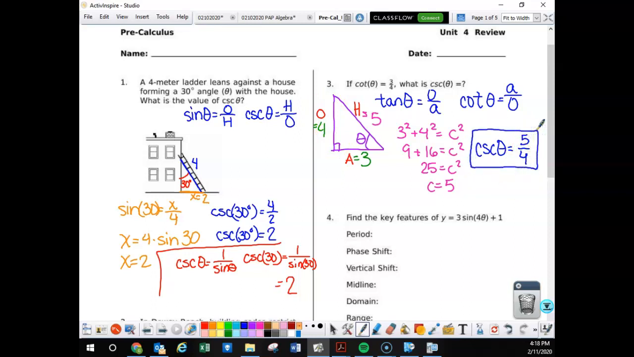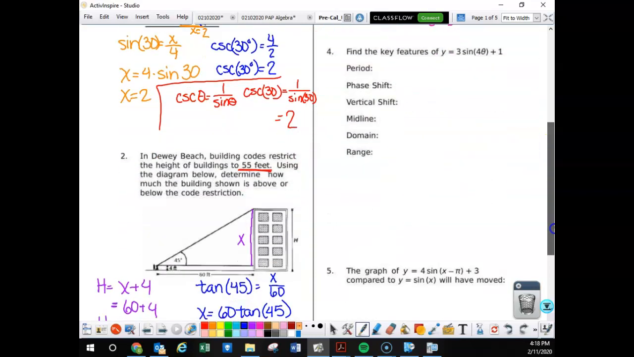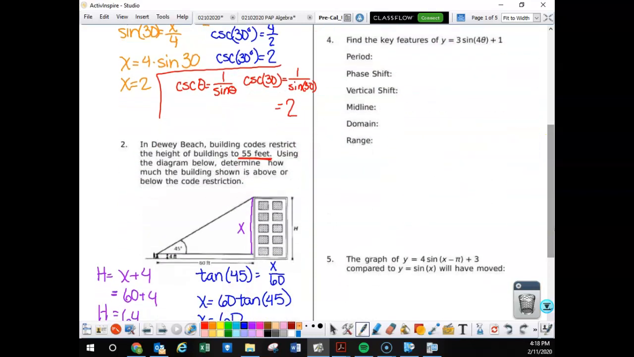Okay, number 4. Find the key features of y equals 3 sine 4 theta plus 1. So the period is 2 pi over b. And here the b value is 4. So 2 pi over 4. 2 over 4 reduces to 1/2, so this is going to be pi over 2.